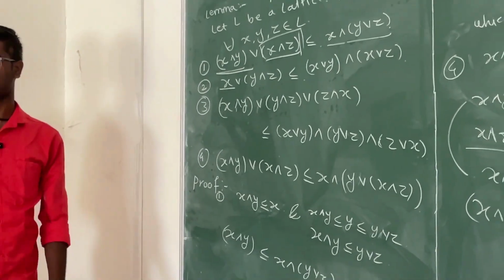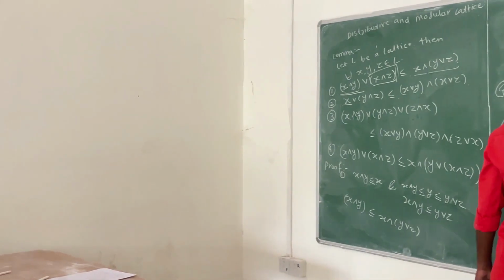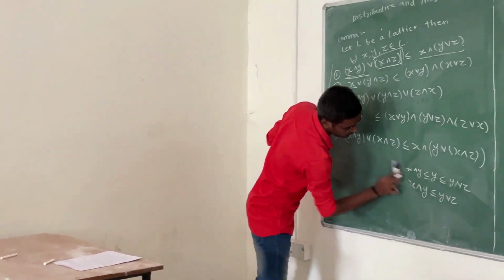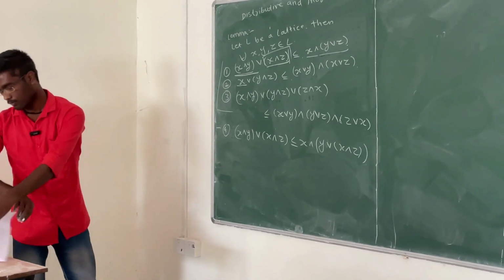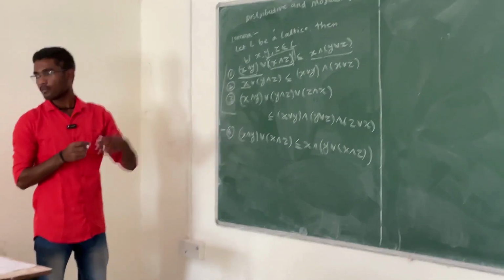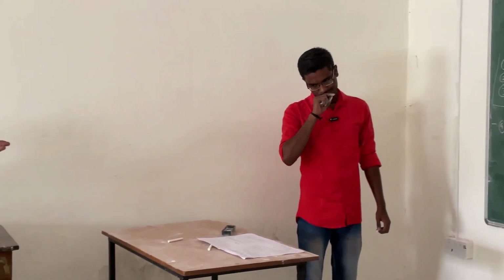All are clear. The next lemma is about equalities. And one point, the first three properties are called distributive properties, and the last one is called the modular property. The first three, it is already in sets and all, you know. You take intersection, then you take join. It is the same as you take join, then you take intersection.